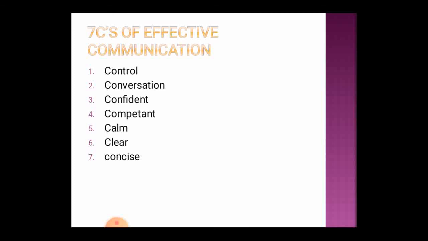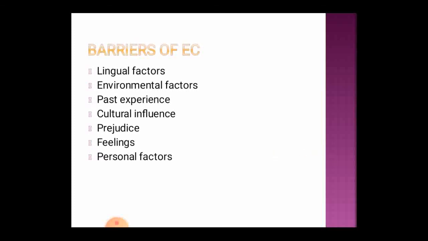Final C refers to concise. Concise refers to short and precise. You should not waste the opponent party's time. So we have to provide our topics in a short and precise manner. Okay, the next is the barriers of effective communication. So barriers refer to the lingual factors, environmental factors, past experience, cultural influence, prejudice, feelings, and personal factors. Let us have a short look.